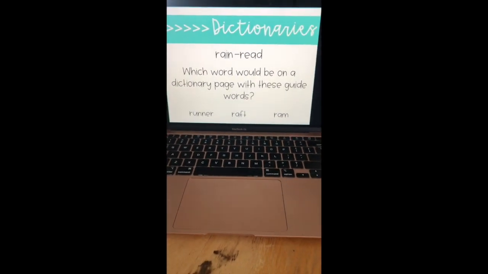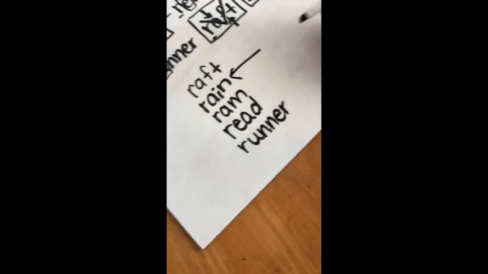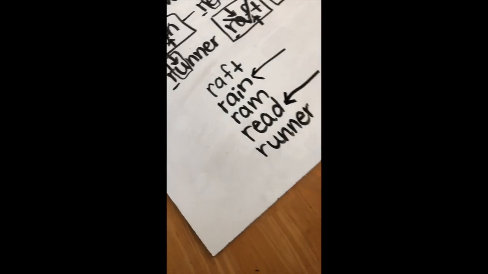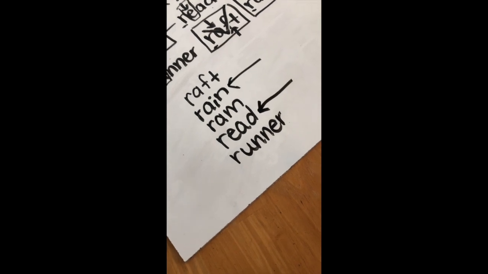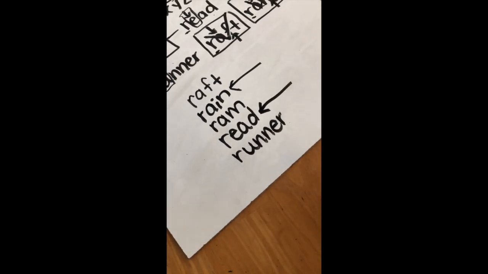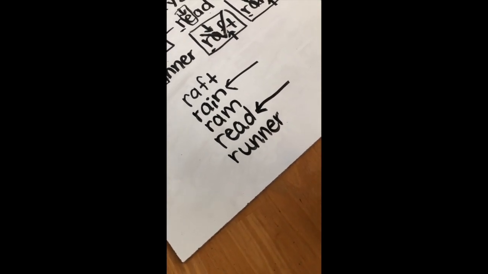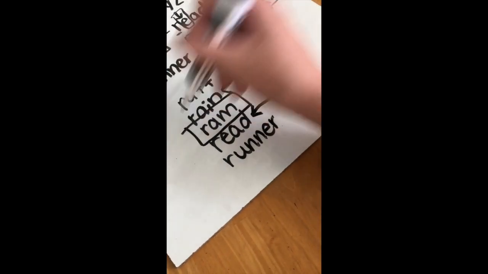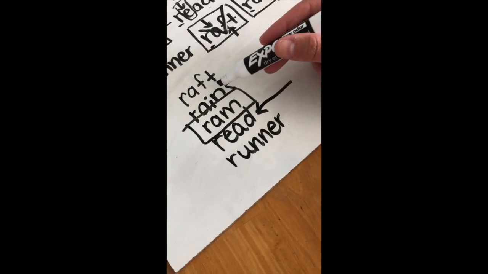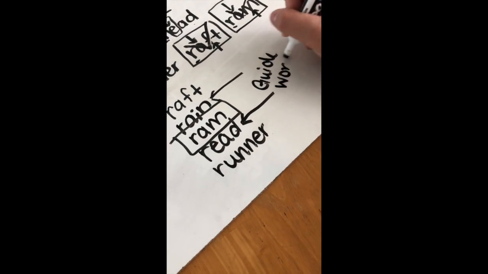Now our original question is, which word would be on a dictionary page with these guide words? So our guide words are rain and read. Which word would we find on the page that has the guide words rain and read? What word is between rain and read? Say it out loud. Say it again. If you said ram, you are correct because it's in alphabetical order. It's between the guide words. Those 2 words are the guide words.